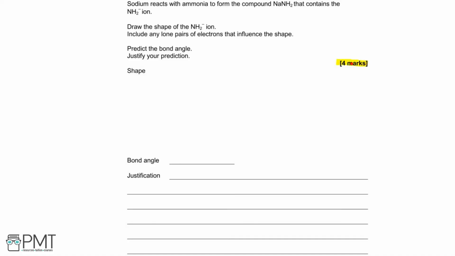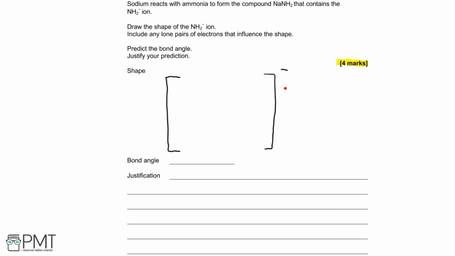So we can expect to see 1 mark for the drawing of the shape, including those lone pairs, 1 mark for the bond angle, and 2 marks for the justification of the bond angle. So drawing our shape, the first thing we want to do is draw in some square brackets and a minus sign here, as the square brackets show it is a molecular ion, with the charge being indicated in the top right here by whatever the charge symbol should be.